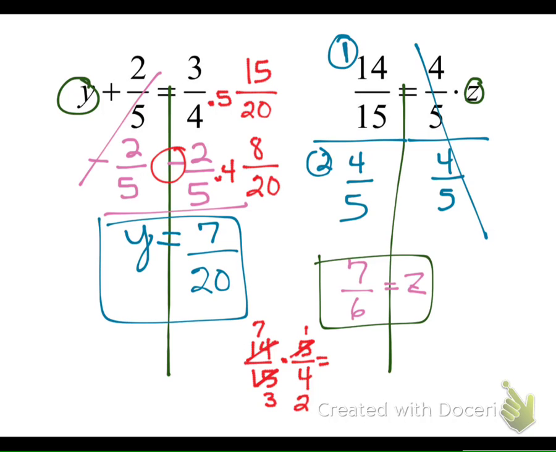What if you got 6 over 7? What mistake would you have made? You divided wrong. Yeah, you divided the 2 by the 1.